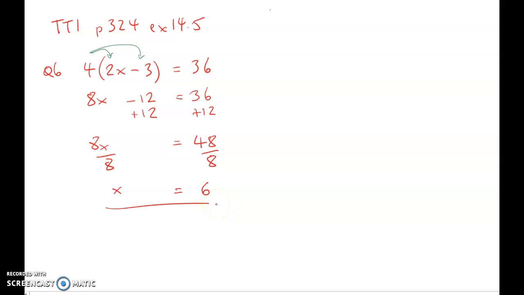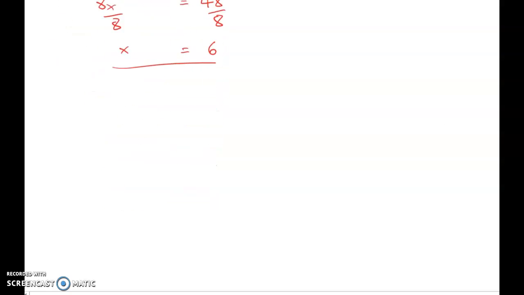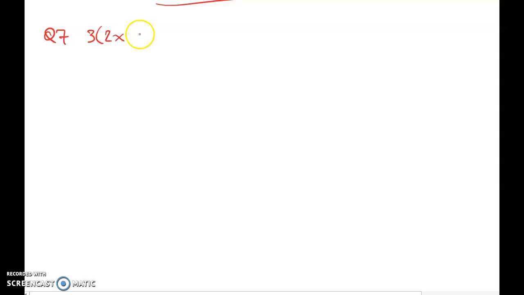So if we want to move on to a few other examples, looking at question 7. Question 7 is a bit more involved. So we have a bracket to deal with. Okay, we've already done that before. It's not the worst thing in the world. And on the other side, we have several things.